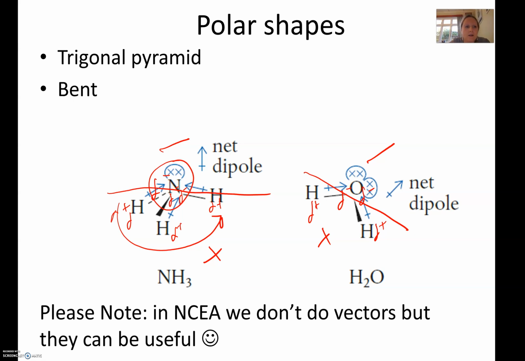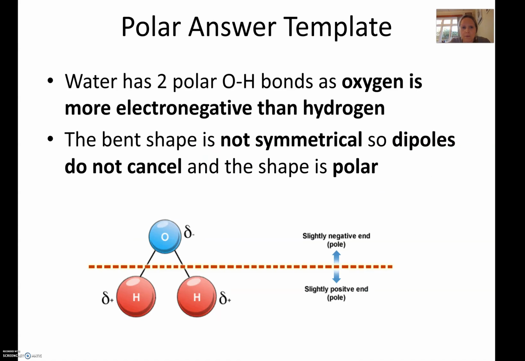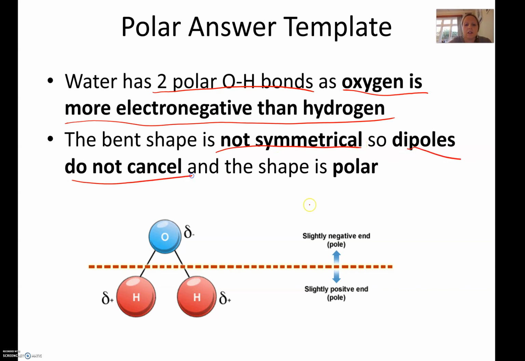Okay, so again, we don't have to do vectors at level 2, but they're quite useful in seeing it here, that you can see that these have got a net dipole in one direction, and that's why they're polar. So we can explain this quickly. Here's your template answer. We state why the bonds are polar, and in this case, oxygen's more electronegative than hydrogen, and we state the number of the bonds. Okay, we just say that the bent shape is not symmetrical, the dipoles do not cancel, and the shape is polar.